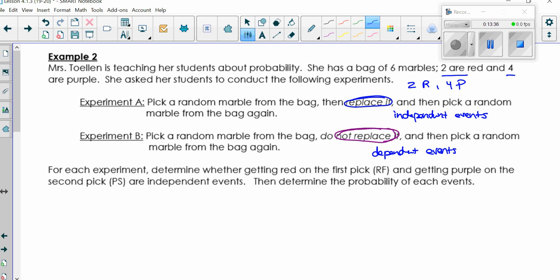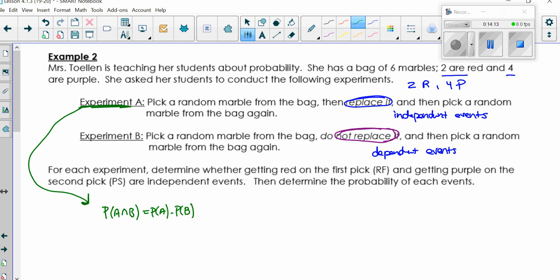Okay. It says here for each experiment, determine whether getting a red on the first pick and getting a purple on the second pick are independent events. And notice that we just did this. Then determine the probability of each event. So we're going to determine the probability of event A since it's independent. So the formula was the probability of A and B equals the probability of A times the probability of B. Okay, and you can only use this formula if they are independent, which is why we can do it for experiment A, but we cannot for experiment B.